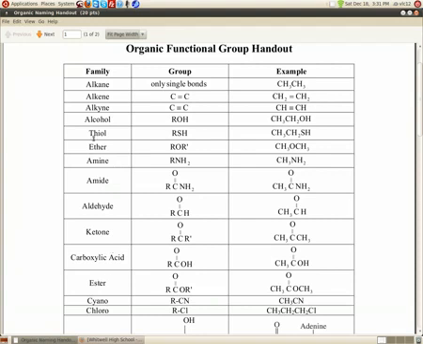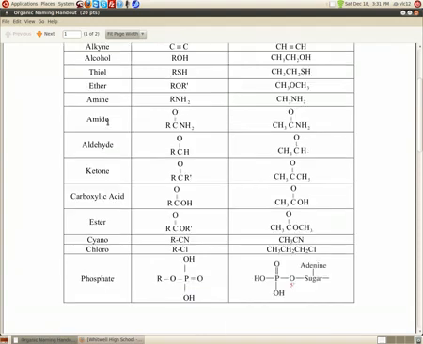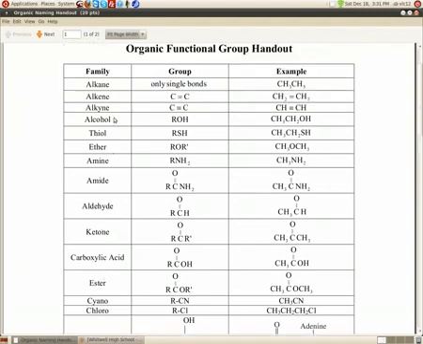Notice that these are the only two functional groups that have the letter E in them. The way I forced myself to remember this was that this ester has an S, so I think of an ester as being plural, meaning more than one. Let me tell you why. Notice that this and this are both O's. It's got two O's. So I just remember that an ester has two O's.